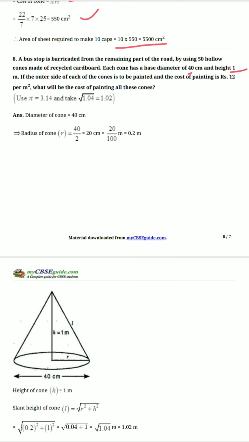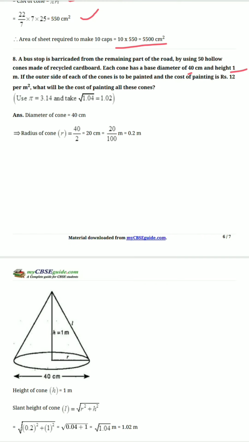If the outer side of each of the cones is to be painted and the cost of painting is rupees 12 per meter square, what will be the cost of painting all these cones? Now here first of all we have to understand this. Since we have to paint the outer surface of the cone, it is a question of surface area. We are painting only the outer curved portion of the cone. It means we are covering its curved surface area.